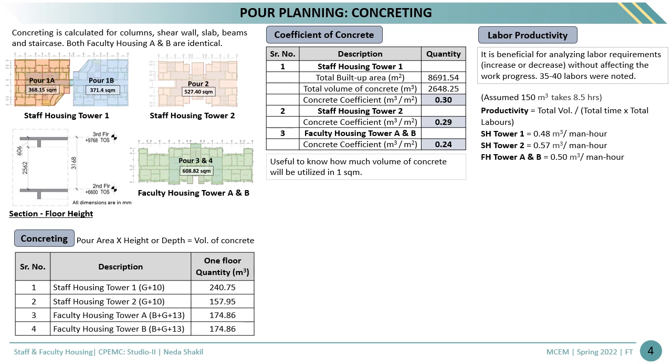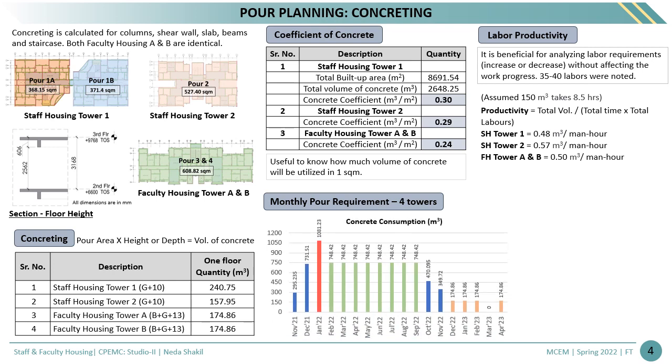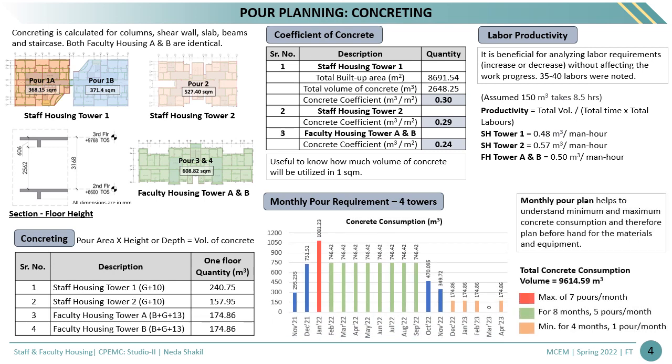affecting the work progress. Next, we attained the monthly pour requirement for all 4 towers, where we observe maximum 7 pours in the month of January. For the next 8 months, it was constant 5 pours per month from February to September, and in the last 4 months, only 1 pour per month is required.